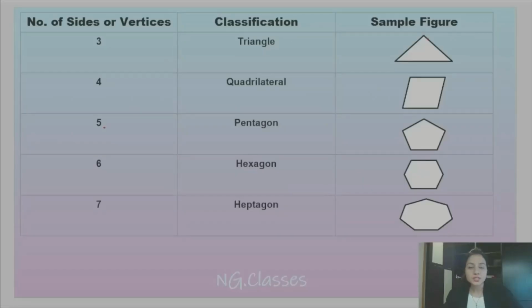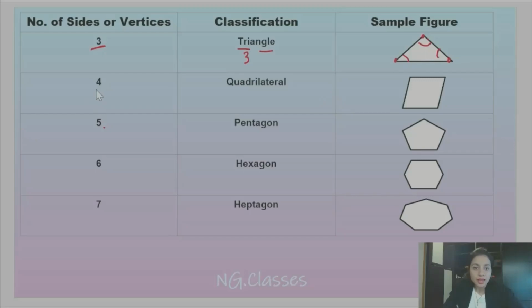Now classification or categorization of polygons. According to the number of sides or vertices, we categorize polygons in different groups. If any polygon has 3 sides or 3 vertices or 3 angles, we call it a triangle. Tri means 3 and angles. Here this is a triangle which contains 3 vertices, 3 sides as well as 3 angles.